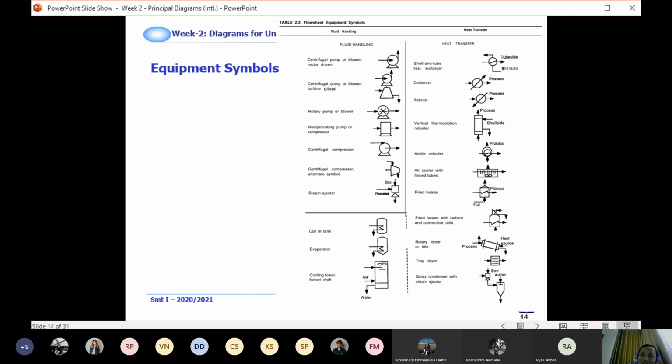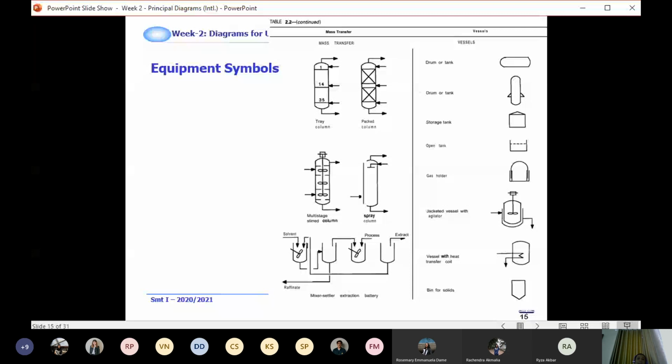And then learn how to make this kind of symbol in your Visio, because only a few symbols already exist in Visio as a template. Most of them you have to make by yourself. For example, the shell and tube heat exchanger is not available in Visio, so you have to make it yourself. And the rotary dryer, for example, is also not available. You have to make it by yourself. Okay, and then I will continue with the equipment symbols.